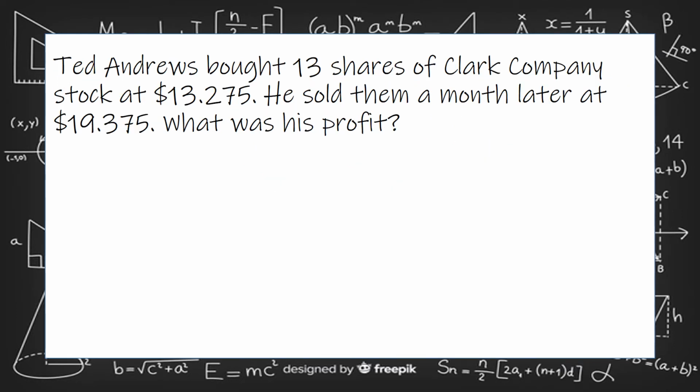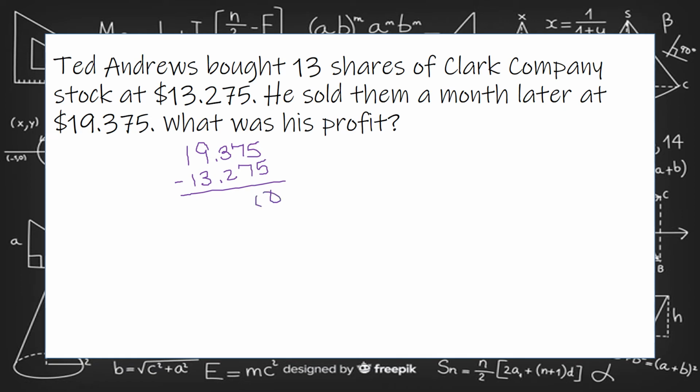Ted Andrews bought 13 shares of Clark Company stock at $13.275. He sold them a month later at $19.375. What was his profit? So the first thing is, let's figure out how much he made on each share. I'm going to subtract the amount he sold them for minus the amount he paid, because that would be the profit. So 5 minus 5 is 0.